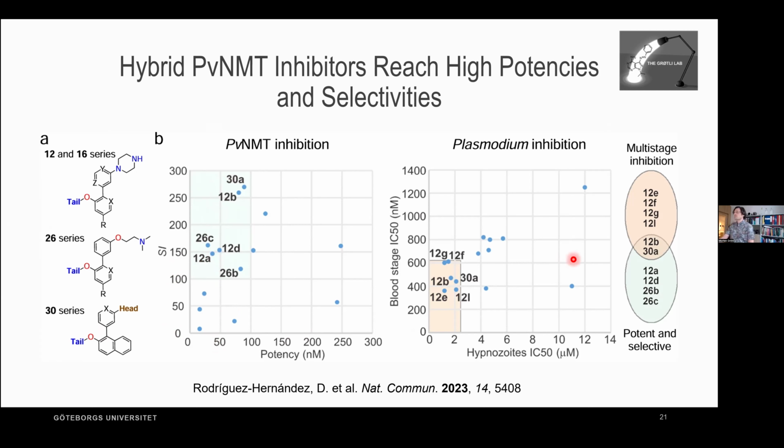And if you look at this plot, it's slightly different, and we ask: what about the Plasmodium inhibition in general, where you have the blood stage IC50 value on the y-axis and the hypnozoites on the x-axis? You see also that we have some compounds that are quite decent. And what this basically tells us is that NMT inhibitors, if you can get them selective enough, might be a very good way to have multistage inhibition. And then, if you summarize the data I showed you, you'll see that 12B and 30A are the compounds that seem to have the best properties. They're quite efficient.